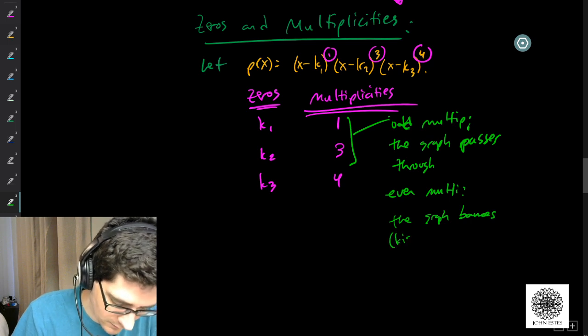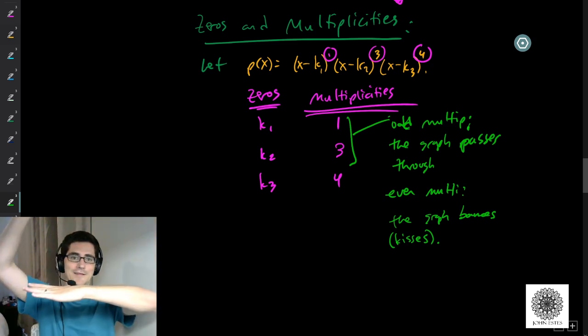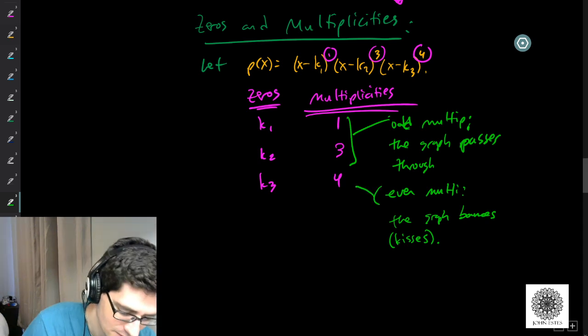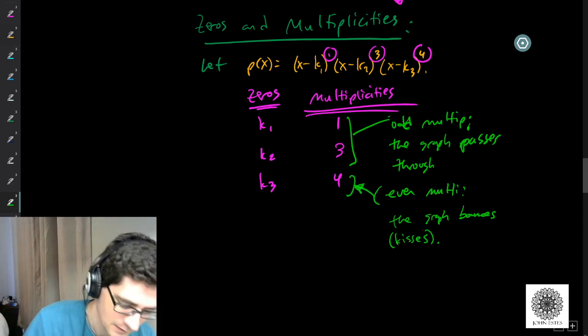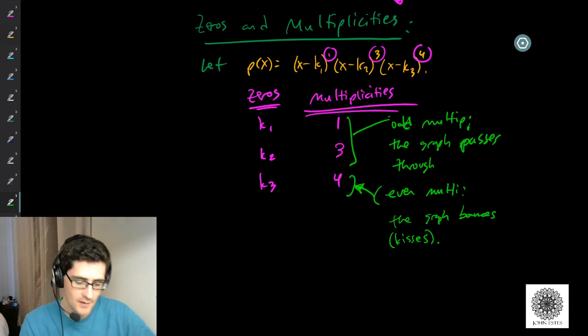Another way of saying this, and this is a mathematical term, it kisses the axis. So it hits the axis and then bounces off. And that's what we mean by an even multiplicity. Okay? So here k3 is an even multiplicity. I know the graph there is going to bounce.